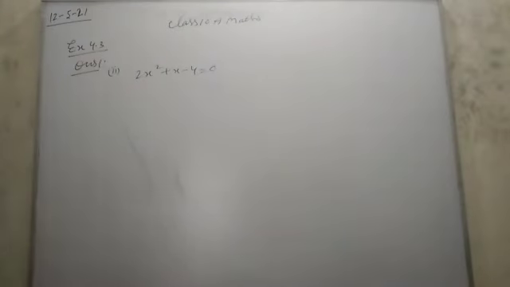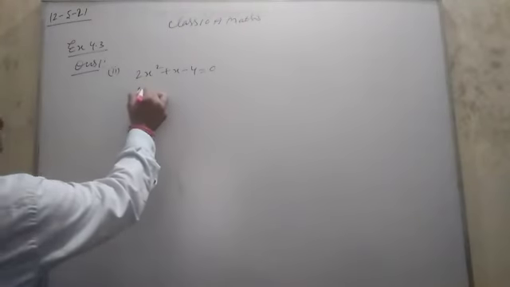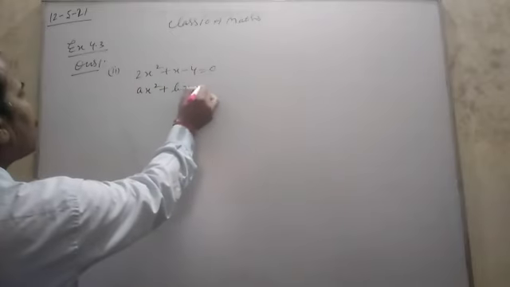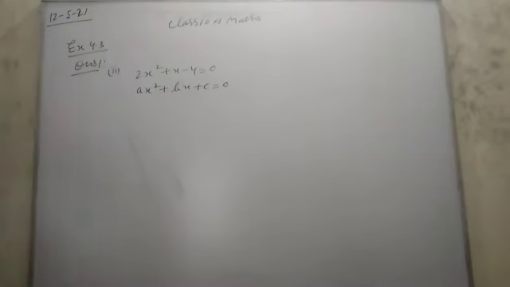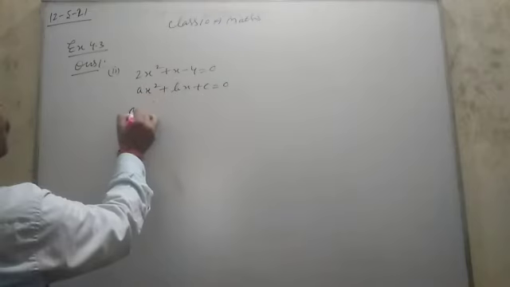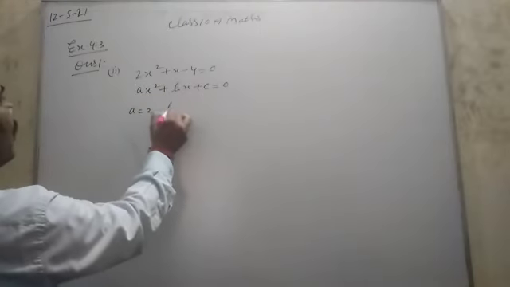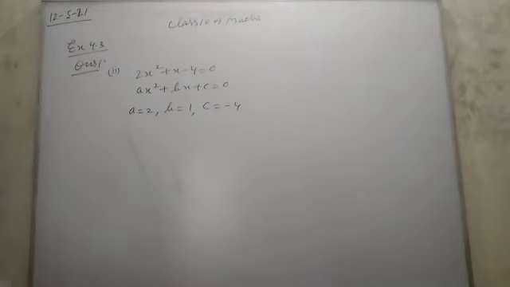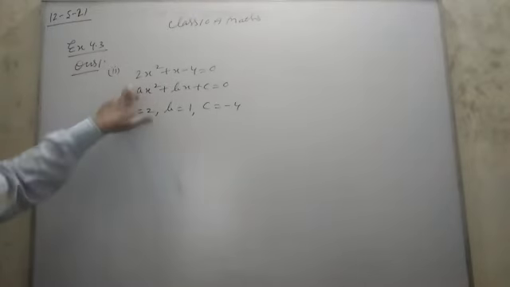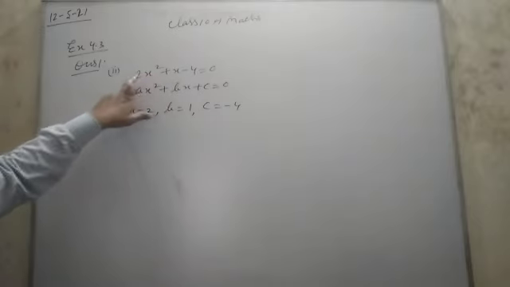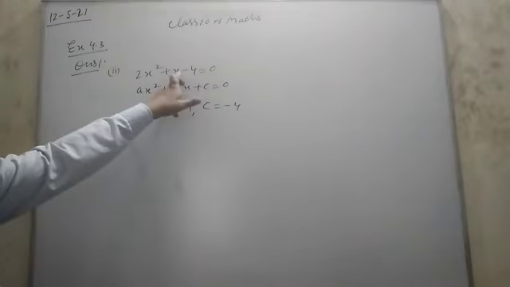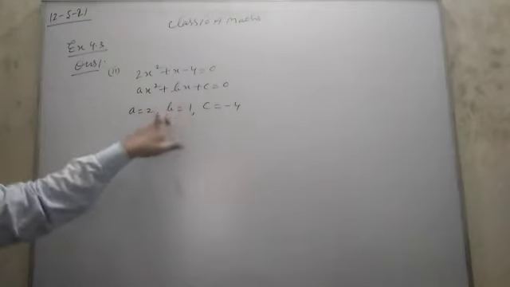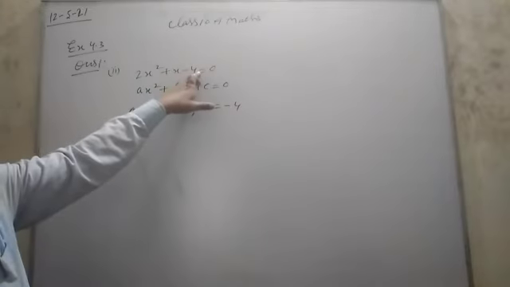So, first we compare this quadratic equation with ax square plus bx plus c equal to 0. By this we will compare. So, a is equal to 2, b is equal to 1 and c is equal to minus 4. A is the coefficient of x square, and in the given equation the coefficient of x square is 2. Here the coefficient of x is 1 and here b, so b is equal to 1. Here the constant term is minus 4 and here c, so c is equal to minus 4.